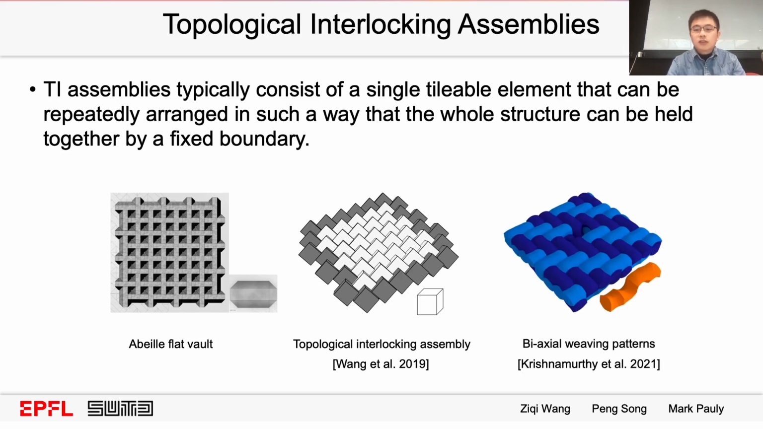Krishnamurti further made a connection between planar assemblies and biaxial weavings. All topological interlocking assemblies, once their boundary blocks are fixed, are proved by physical experiment to have very good mechanical properties, such as high strength and toughness.